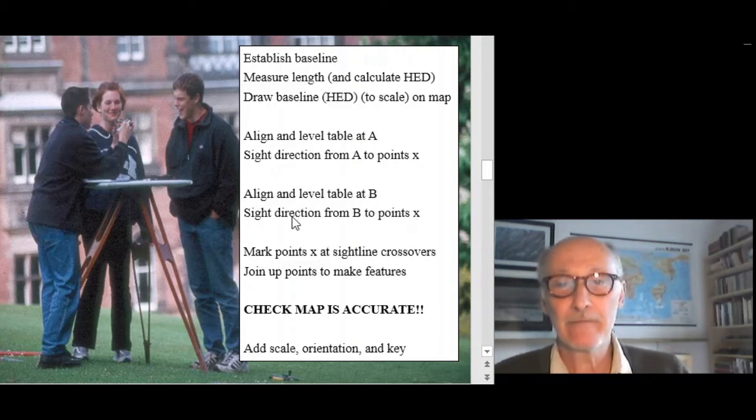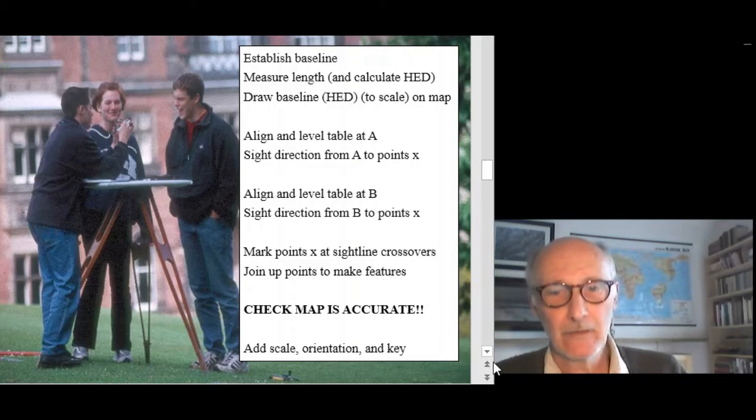Look along the baseline from point B and from point B out towards point X, Y, and Z that you're wanting to map. Then for each of those points that you've looked at from A and from B, where your lines of sight cross over, that crossover marks the position of that feature on your map. So those are the steps that we're going to go through.